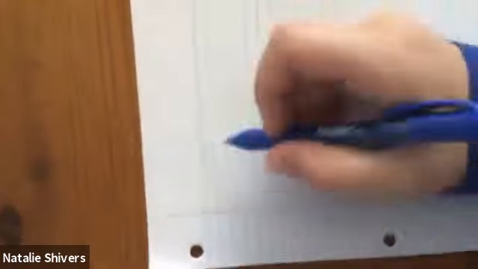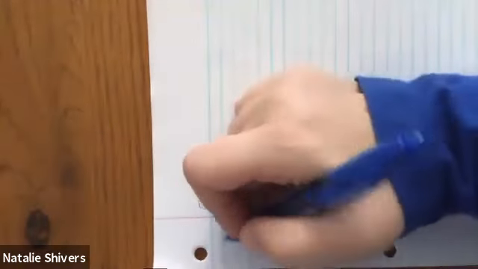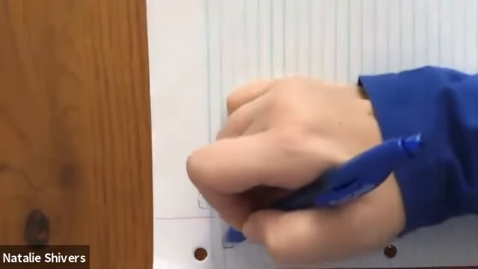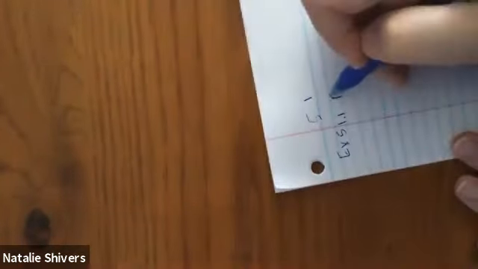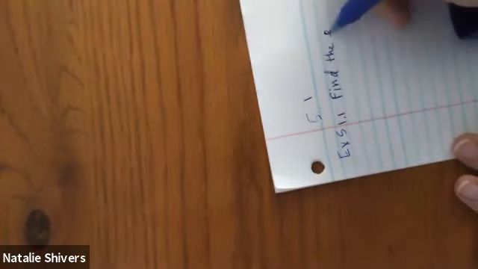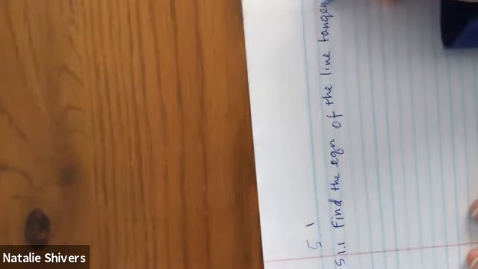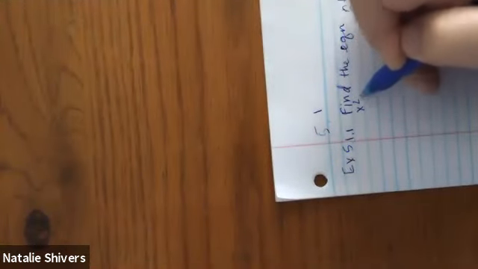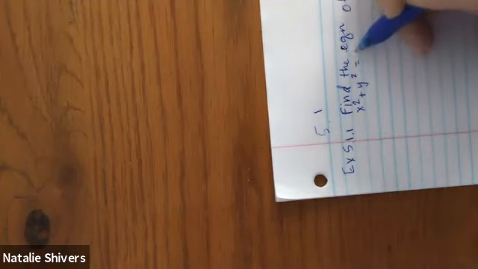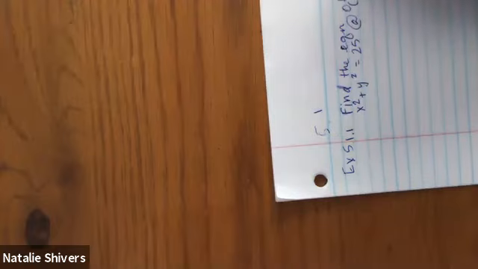All right, we're going to try this out. This is section 5.1, and we're doing example 5.1, and it says to find the equation of the line tangent to x squared plus y squared equals 25 at the coordinate 4, 3.